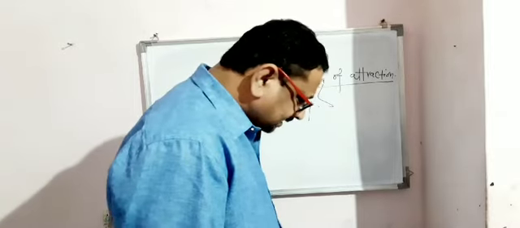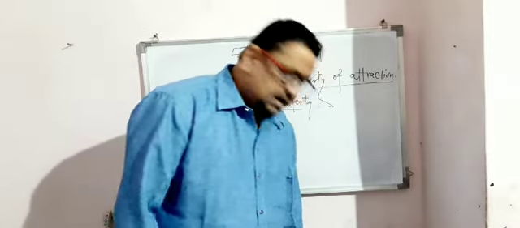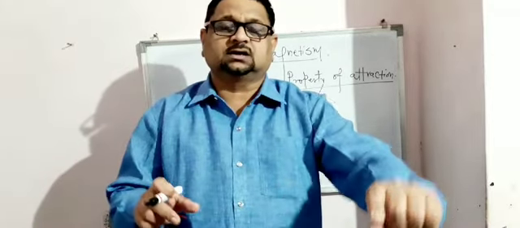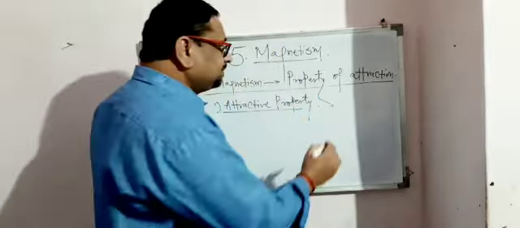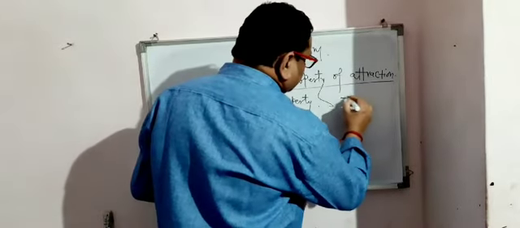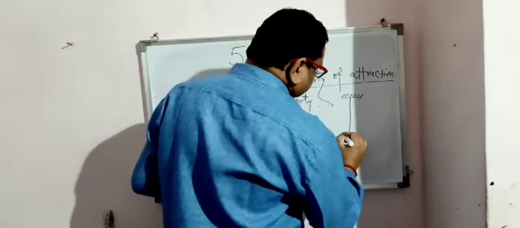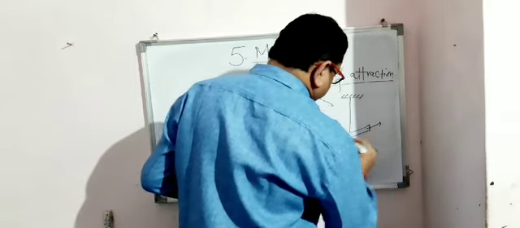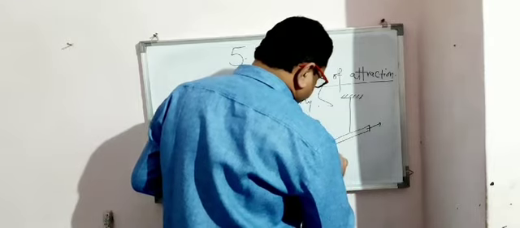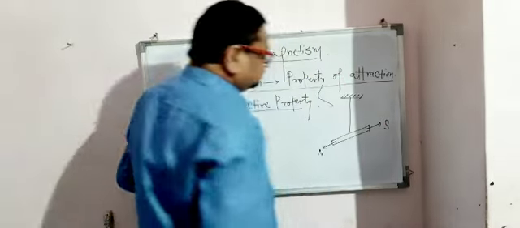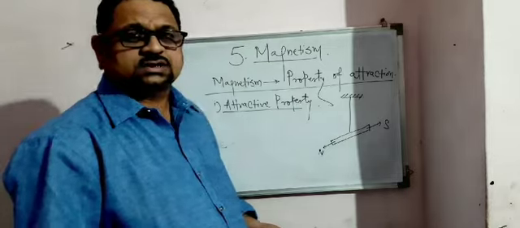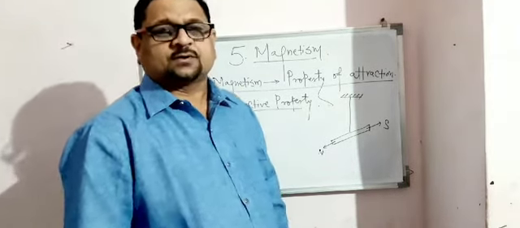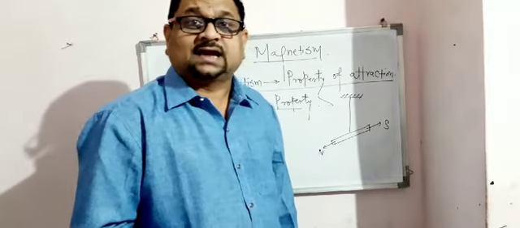Second one, directive property. It always aligns along the north-south direction. If the magnet is suspended freely, then it always remains constant in the north-south direction. That is the second property, the directive property.